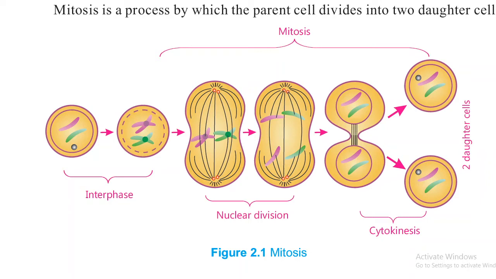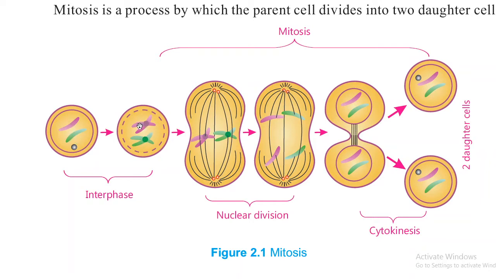Mitosis is shown here. The first stage is interphase. The second stage is nuclear division, and the final stage is called cytokinesis. This cell is called parent cell. On the other hand, these two are called daughter cells. In between, stages are involved, and in the middle you can find chromosomes are present.